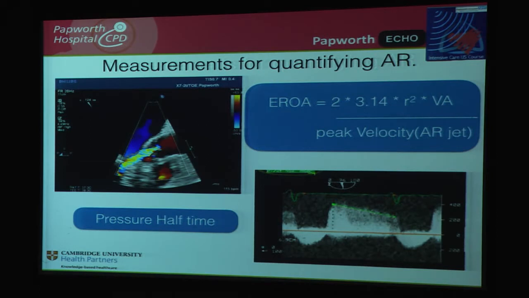And measures for quantifying AR. The other thing that you need to measure is the effective regurgitant orifice area. So this is developed from your PISA, where the formula is 2 pi R squared, R is the radius of the PISA that you get, and VA is the aliasing velocity, divided by the peak velocity of the AR jet. And you do measure the pressure half time, again, as shown in the picture, where you measure the time taken for the pressure to reduce by half at the aortic regurgitant velocity.